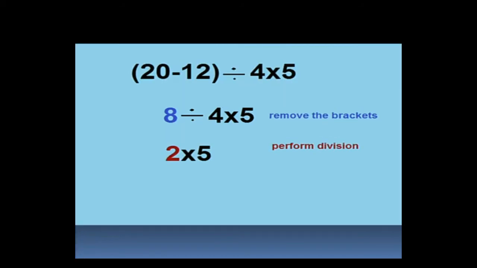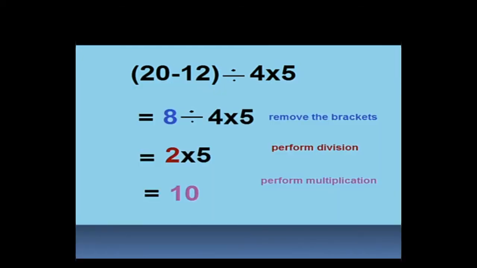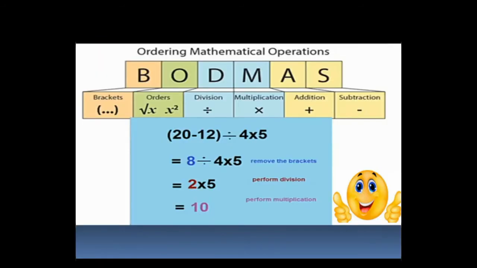Then secondly, we are going to perform division. Why are we moving to division? Remember BODMAS: B for brackets, we have solved brackets. Now O for orders. Is there any number with a square root or square? No, we don't have any number involving orders, so we are moving towards division. 8 divided by 4 will give you 2. Now we have performed division. After that is the turn of multiplication. So 2 multiplied by 5 is 10. So by using the BODMAS rule we have solved our example.